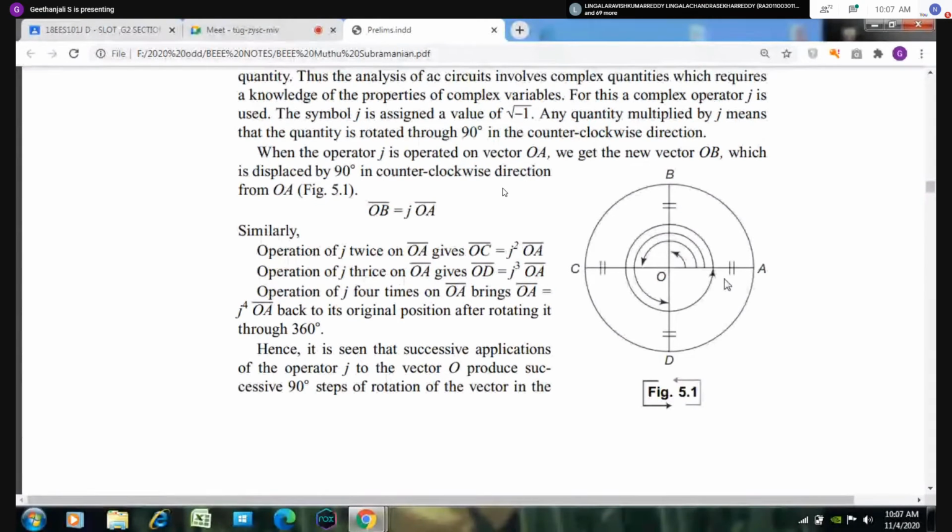OA is the reference. Which one is the reference here? OA. OB has a 90 degree phase shift with respect to the reference. With respect to OA, OC has a 180 degree phase difference, and OD has a 270 degree phase difference with respect to OA. Are you getting my point? So OB is 90 degree phase shift with respect to OA. We have taken OA as the reference. OC has a phase difference of 180 degree, and OD has a 270 degree phase shift with respect to reference OA.